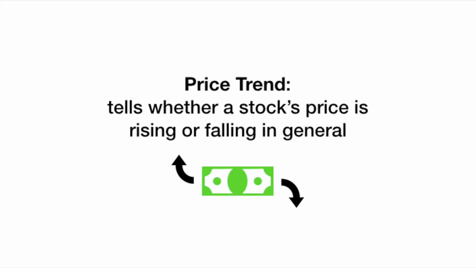What is a price trend? A price trend tells whether a stock's price is rising or falling in general. What is the missing word in statement number 1? The answer is rising. It is good news if a stock's price is rising.